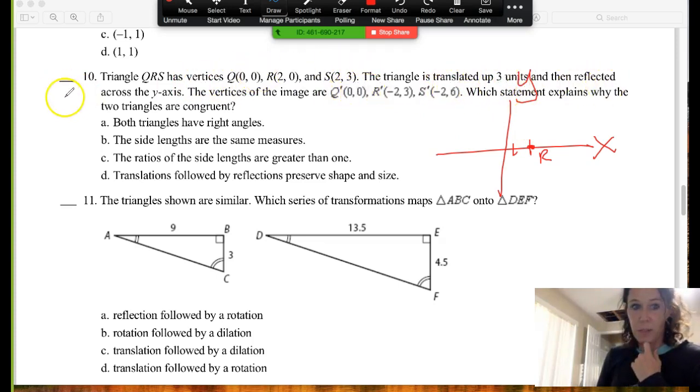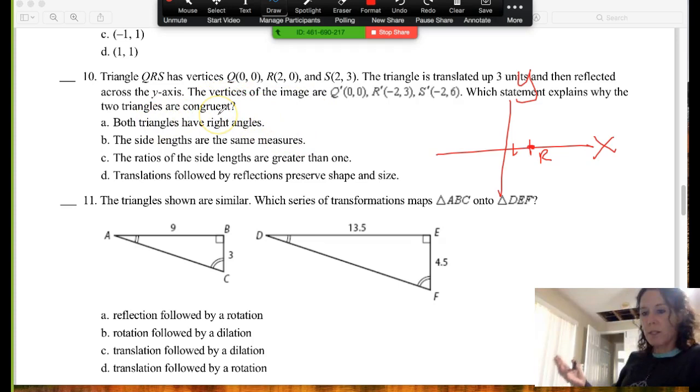Which statement explains why the two triangles are congruent? All right, both triangles have right angles. Well, just because they have right angles doesn't mean they're congruent. The side lengths are the same measures. Well, you could say that, let me see. If all the side lengths have the same measures, would that mean the triangles are congruent? Actually, it does, because that would be side, side, side. But let's see why, for the translation, it would mean they're congruent.